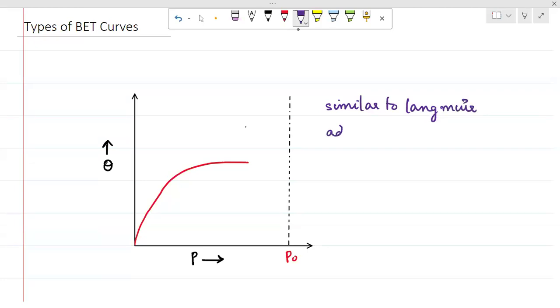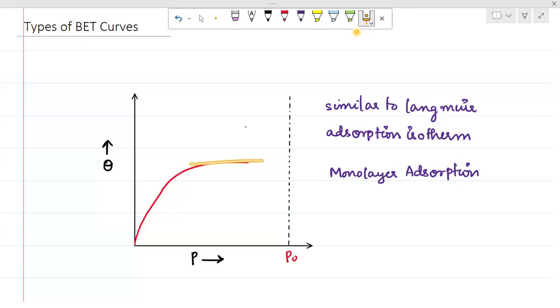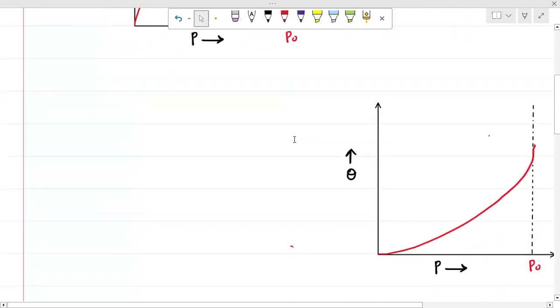And what does this indicate? This indicates that as you increase your pressure, the extent of adsorption increases and then it attains a plateau. It attains a plateau, meaning it is a monolayer adsorption. Monolayer adsorption is what it means. That is why it is attaining this plateau. Okay. Now, the next one, you will understand the difference.